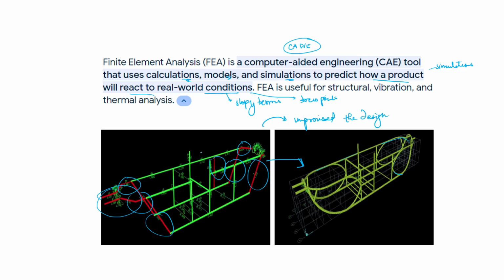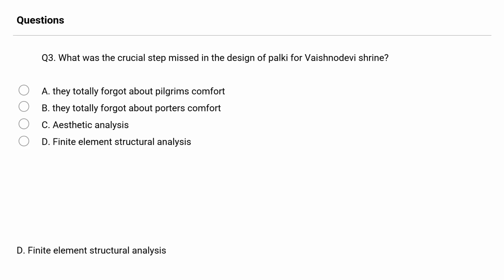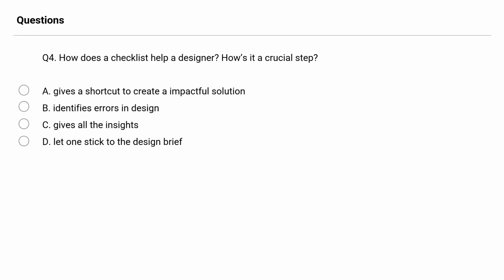Great. So I think both the explanations are making sense here, and they both are corroborating with the correct answer, which is your finite element structural analysis. Well done. Now we come to question number 4. How does a checklist help a designer? How it's a crucial step.